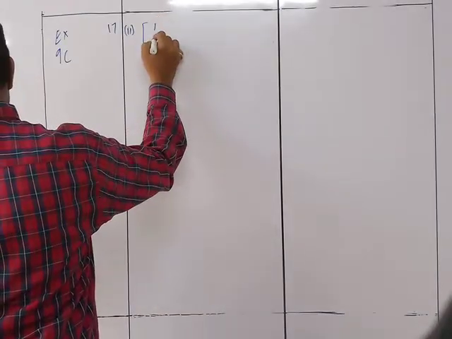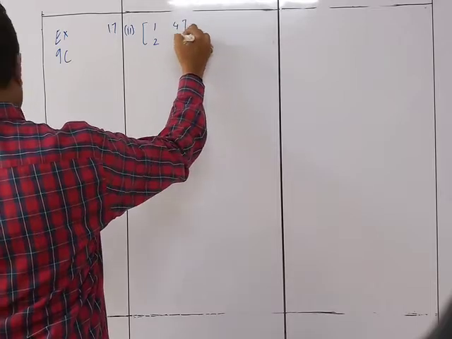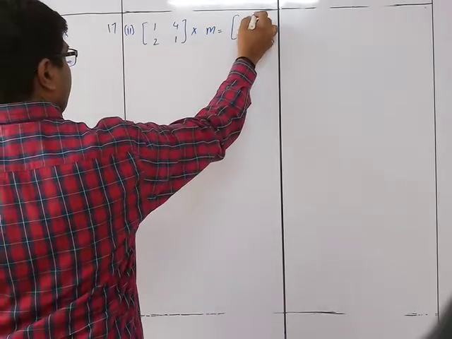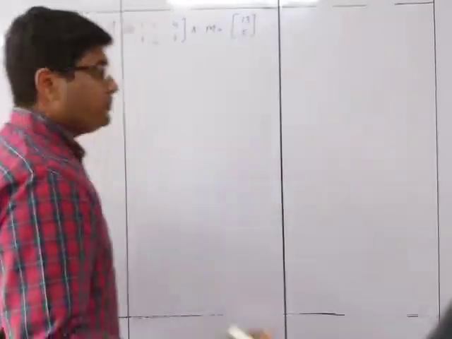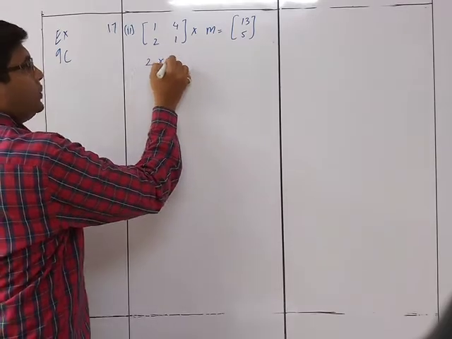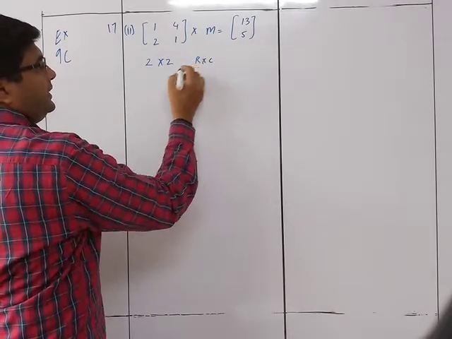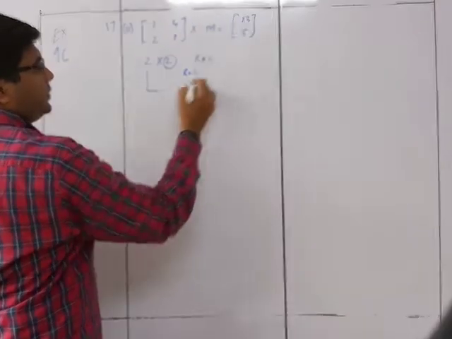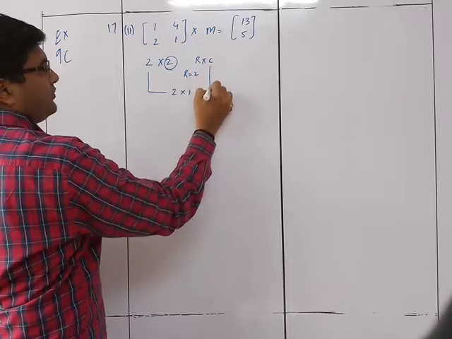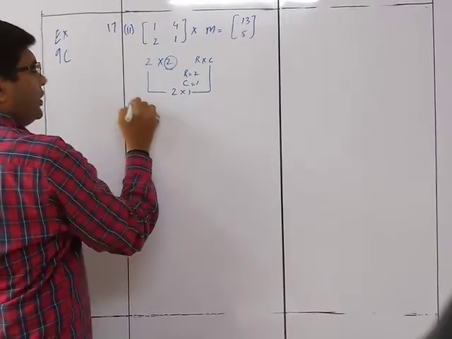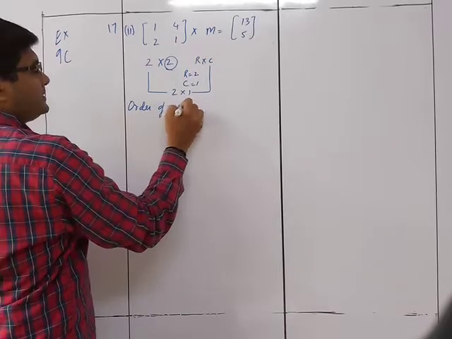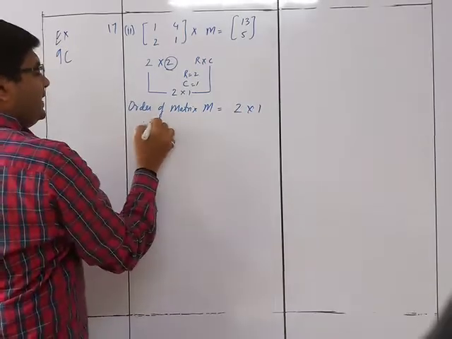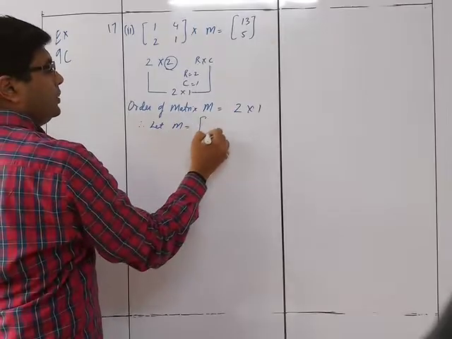It is 1, 2, 4, 1 into M is equals to 13, 5. First of all, order of matrix. You know this is 2 by 2 and this is R into C. Therefore, R is equals to 2 because this has to be equal to 2. And then the resultant over here is a 2 by 1 matrix. So therefore, C is equals to 1. So order of matrix M is equals to 2 by 1. Therefore, let M is equals to A, B.